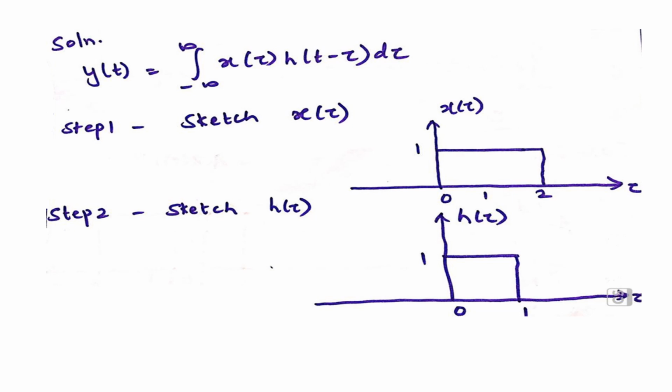And in step 2, we are interested in sketching h of tau first. So h of tau is again a rectangular pulse but with a slightly shorter pulse width. So 0 to 1 and of amplitude 1. So this is our h of tau. Now what is interesting is that we have to come up with the basic operations of folding and shifting and multiplication and integration. So in that process, we will see how we can fold this signal and shift it.